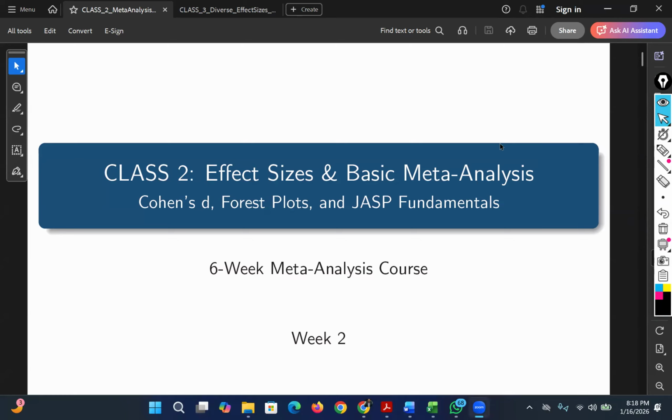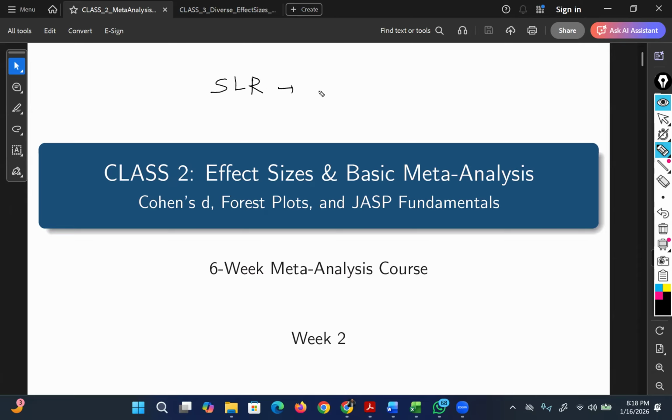We started with effect size and basic meta-analysis calculation. There are so many things that we need to cover in this six weeks' time, but first of all, we understand that from SLR to meta-analysis journey. Can you see what I am writing on the board? Is it visible to everyone? Yes, sir. Yes, sir. Okay.